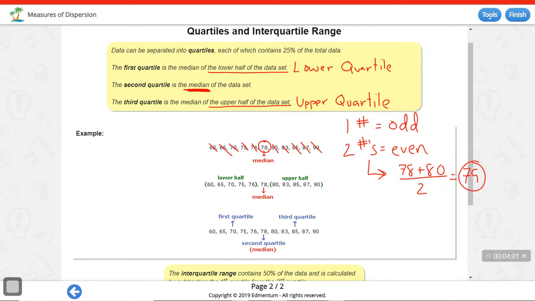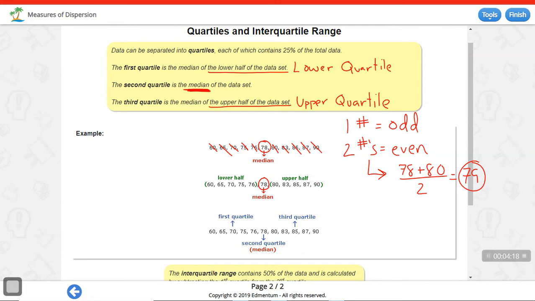So if you have an odd amount of numbers in your data set, you're going to get down to 1 in the middle. All right, so once we find that median, that marks our median. And notice here in the next set that that median now separates the upper and lower half. The median is not included in either of those halves.